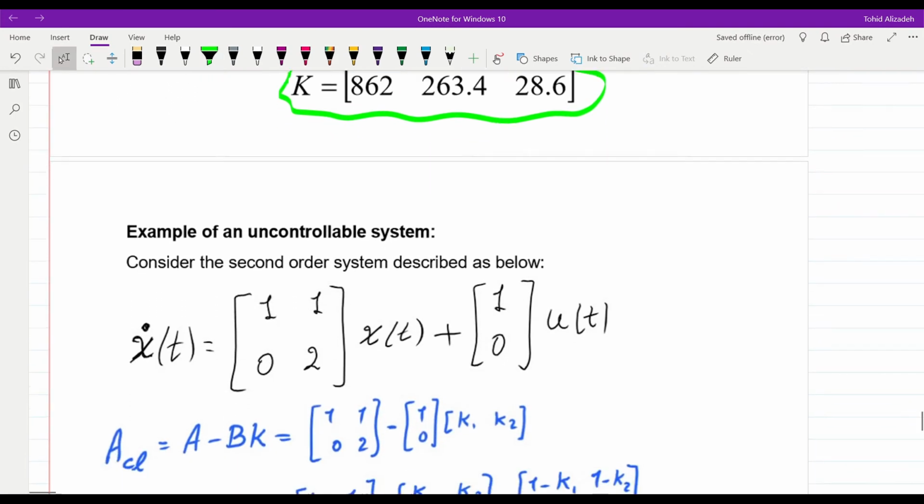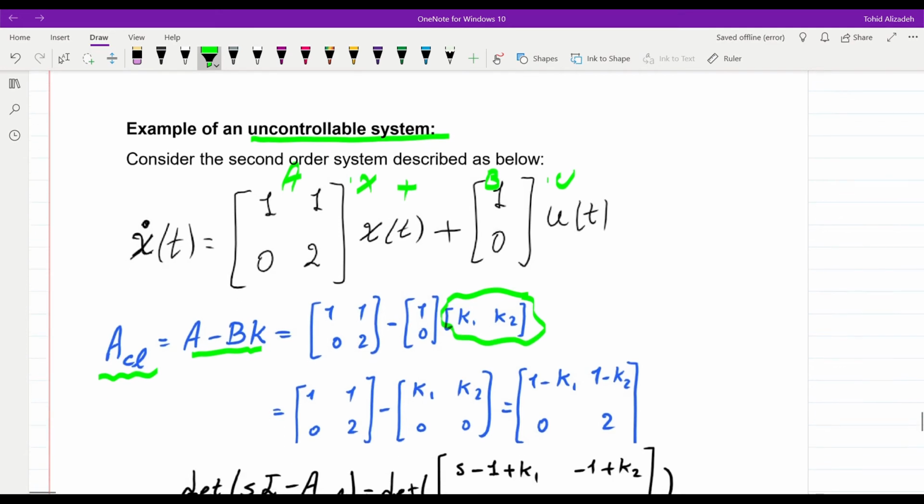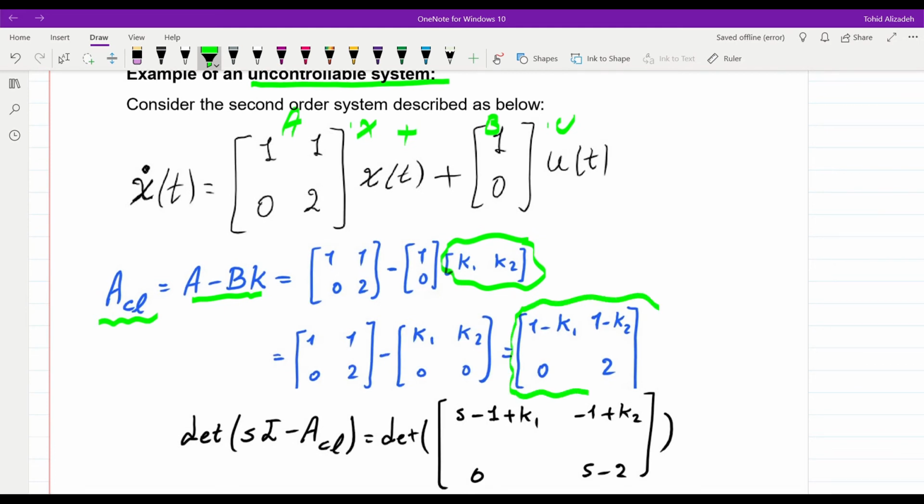Here we have an example where our system is not fully controllable. In the previous case the system was controllable and we were able to find it. So in this example, we have a system expressed as x dot equal to Ax plus Bu. We have two states, A is equal to 1, 1, 0, 2, and B is equal to 1, 0. The closed loop state feedback matrix will be equal to A minus BK, where K is equal to k1 and k2. We have two states only, and therefore the closed loop system's matrix will be obtained as 1 minus k1, 1 minus k2, 0 and 2.